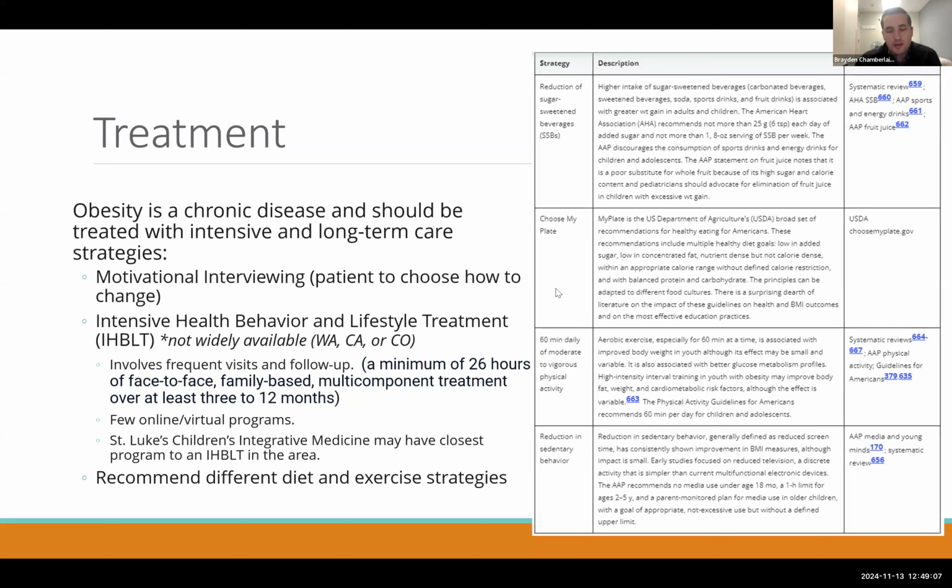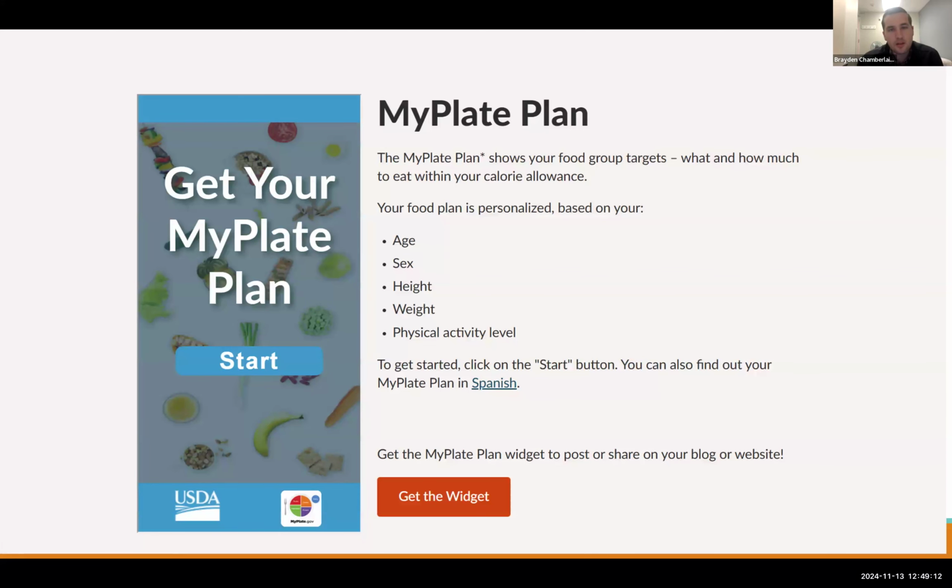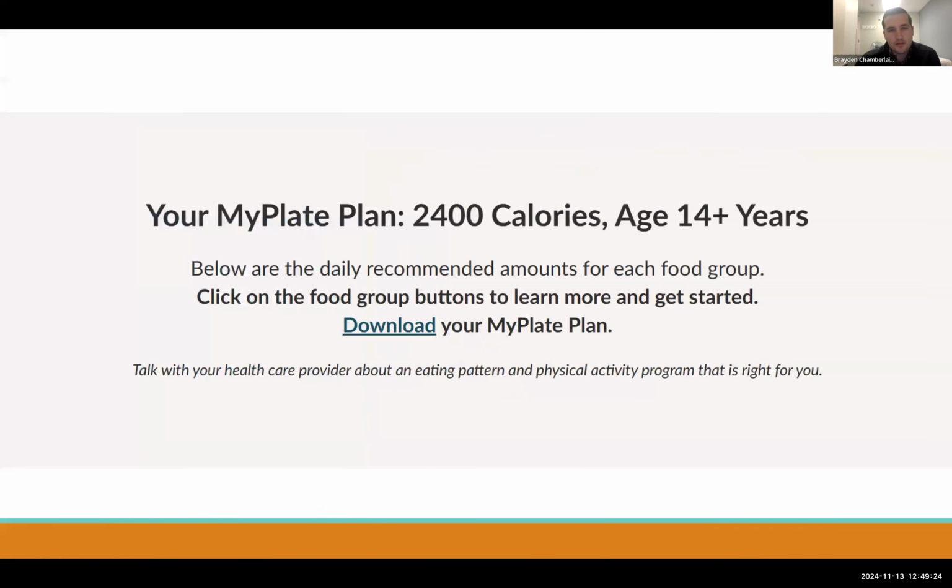Let's see here. Yeah, I have a little example of that here. This is from the Choose My Plate page. You go through and you can put in your information, oh, and your physical activity level. And then this was me. This is what I need to do to lose weight if I want to, per Choose My Plate.